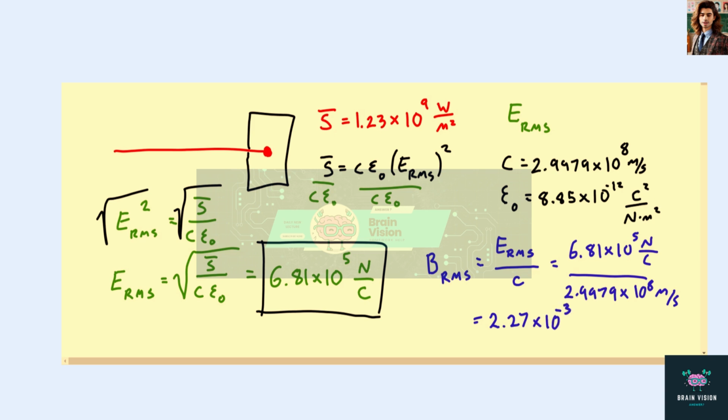And those units, we have newtons per coulomb divided by meters per second. That turns out to be Newton seconds per coulomb meter, which is also just units of Teslas. So Newton seconds per coulomb meter is equal to T. So I'm just going to rewrite our units down here as Teslas, since it's the magnetic field.